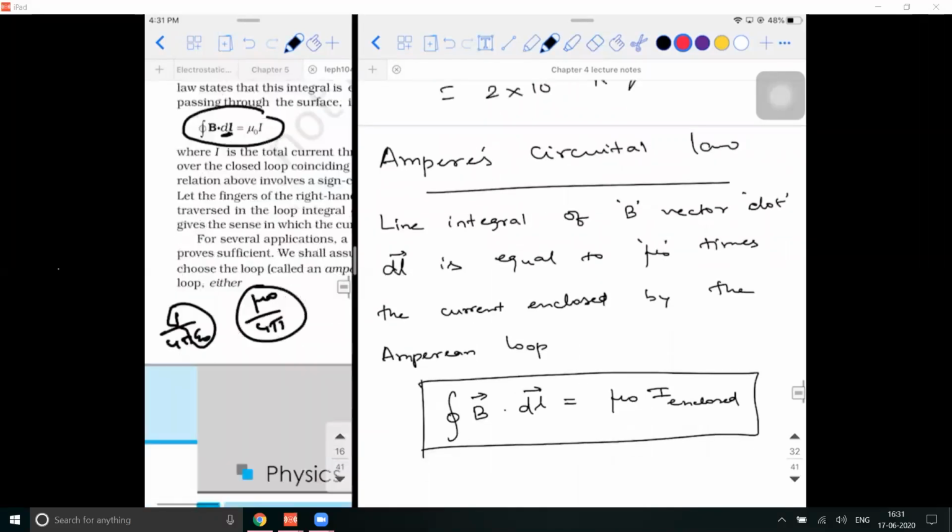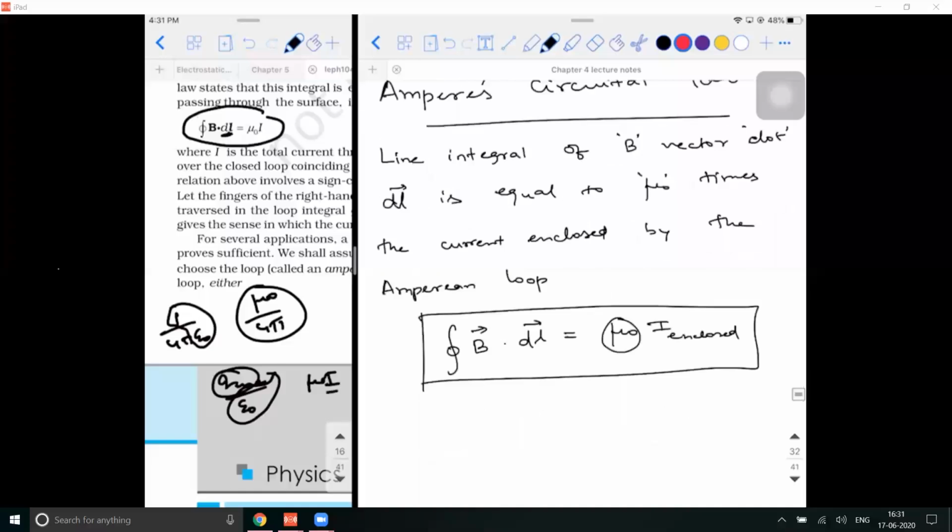Similarly, in Gauss law also, you had charge enclosed divided by epsilon naught, whereas here, instead of 1 by epsilon naught, you have mu naught, and instead of charge, you have current. So that is how they are related. This whole relation will again come in electromagnetic waves. I hope this is clear. I'll tell you how to apply this Ampere's circuital law. Okay, the application part is important.